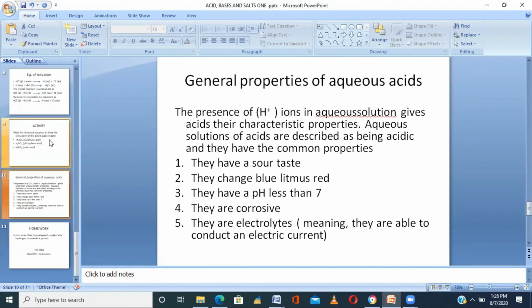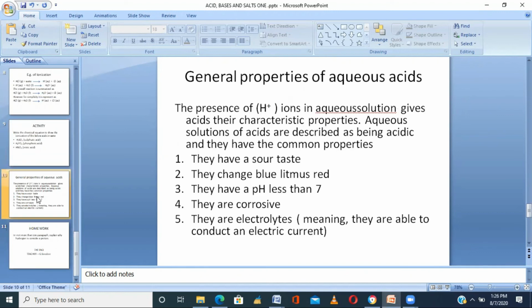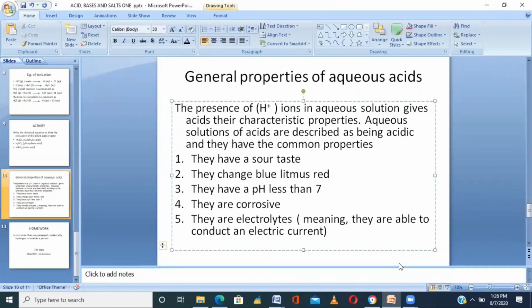So I sent you this PowerPoint already. You can go back through it. Also, I'm going to put it in the Google Classroom. In addition, we need to look at general properties of aqueous acids. Remember, these are the acids that are dissolved in water. That's what aqueous means. So basically, the presence of H plus ions in aqueous solution gives acids their characteristic properties. An aqueous solution of acids are described as being acidic, and they have common properties. So basically what it's trying to tell you is because of this H positive ion that dissociates in the water, this is why acids have these properties.